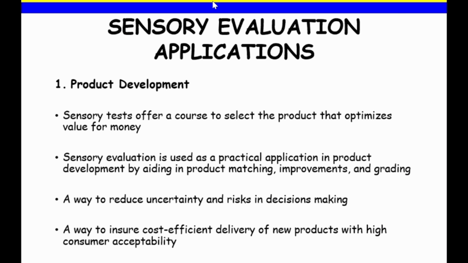It is a way to reduce uncertainty and risk in decision making. You need to know if your product is acceptable in the market before starting to produce at a large scale. So that's why we are doing sensory evaluation in product development. You have your small scale production, but before going to large scale production, before making that decision, you need to understand if your product will be marketable. It is also a way to ensure cost-efficient delivery of new products with high consumer acceptability.